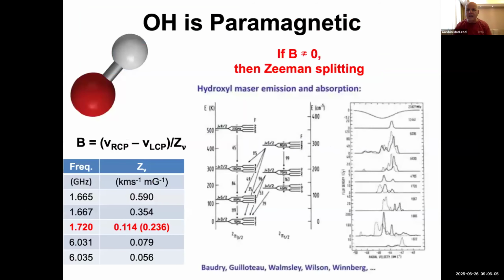And this is the molecule we're all talking about. And of course, if the magnetic field is non-zero, you get Zeeman splitting. And that's what this graph shows. Something interesting in this slide is that for 1720, they've actually changed the Zeeman splitting coefficient from the original value everybody was using, which is 0.236 kilometers per second per milligauss, to 0.114. And that's important to me.